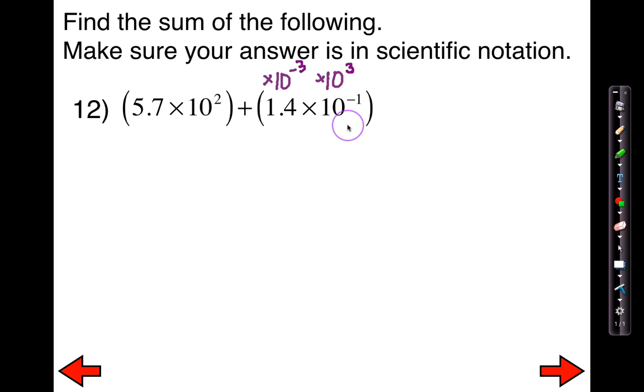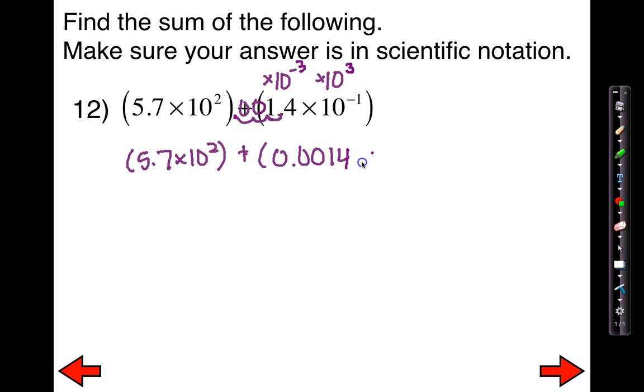So this is the first time it's ever happened where we're multiplying anything more than a negative 1 or a positive 1, and this is why. So here I'm going to move my decimal over 3 spaces to the left, so 1, 2, 3. So I'm left with 5.7 times 10 squared plus 0.0014 times 10 squared.